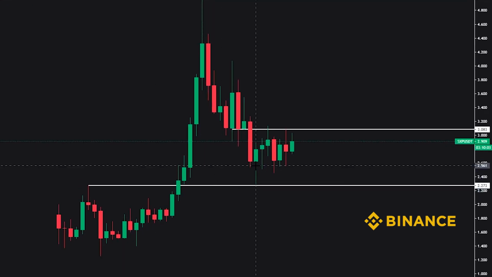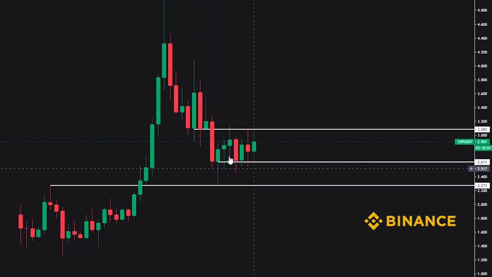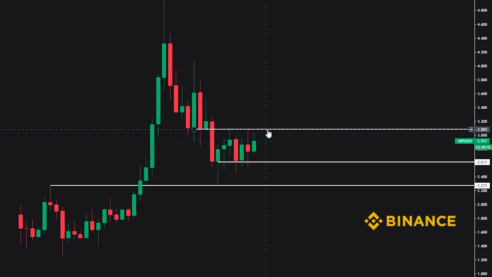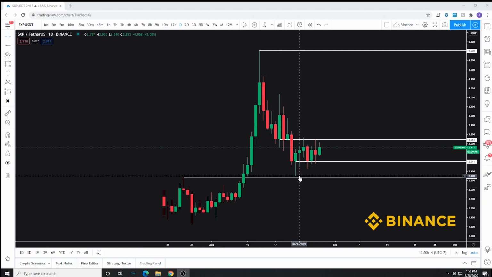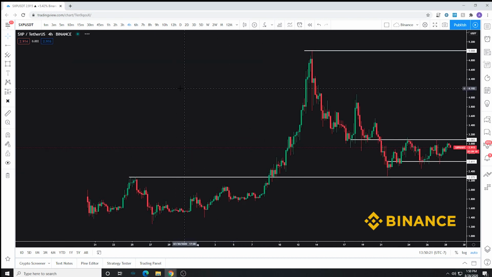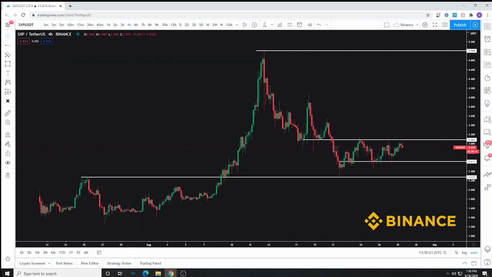Then I'm gonna quickly place this here, acting as support, right? So you don't want to see a daily close below 260 or so, and you want to see a daily close above 308 on the daily time frame. So now that we have the daily areas marked out, let's jump to the 4 hour. Okay, so the 4 hour provides a more granular approach to this.